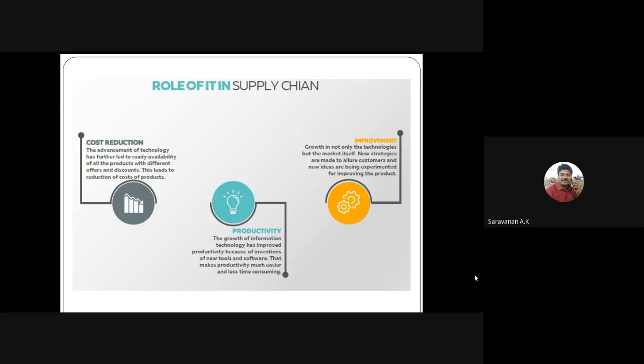So information technology is an important driver in the supply chain network, and it enhances the performance of the supply chain drivers. Not only that, it enhances inventory management, transportation management, and the design of the networks. It is an integral part of the supply chain stages, the supply chain channel. That you have to remember.